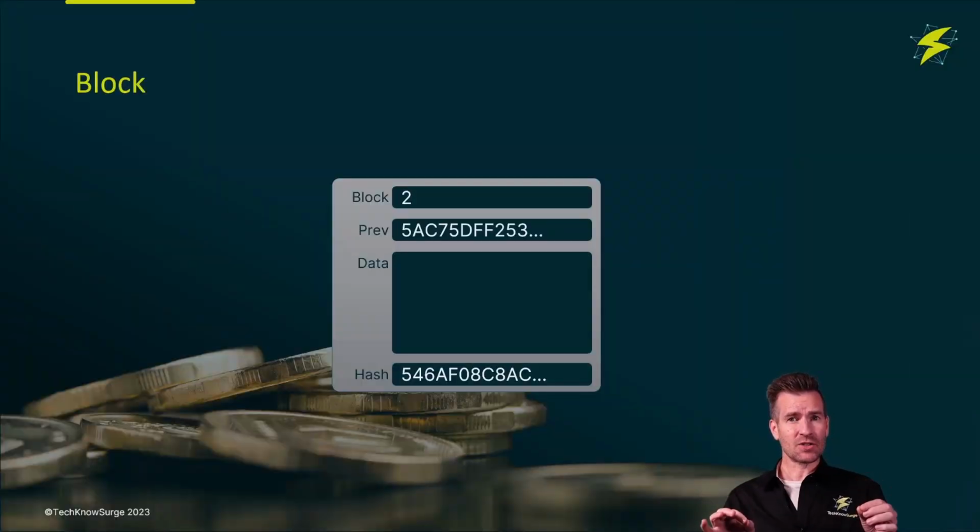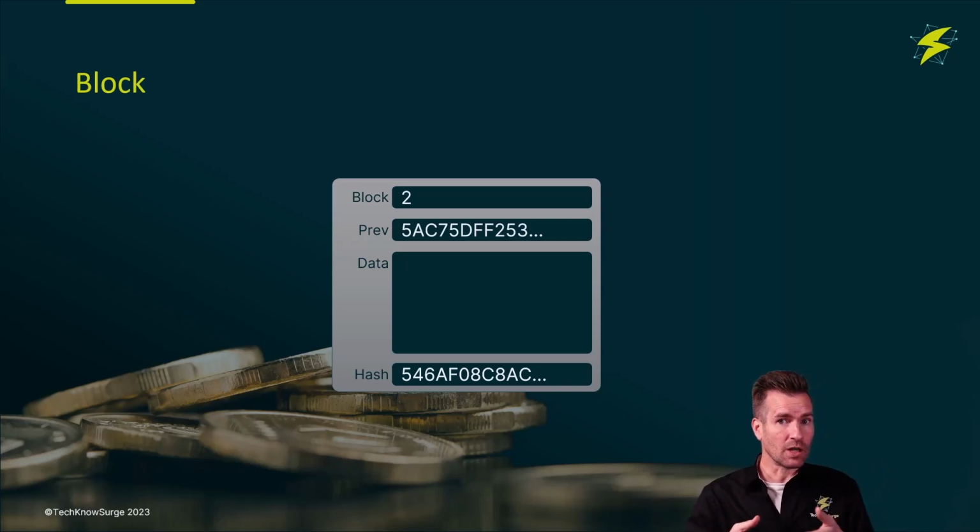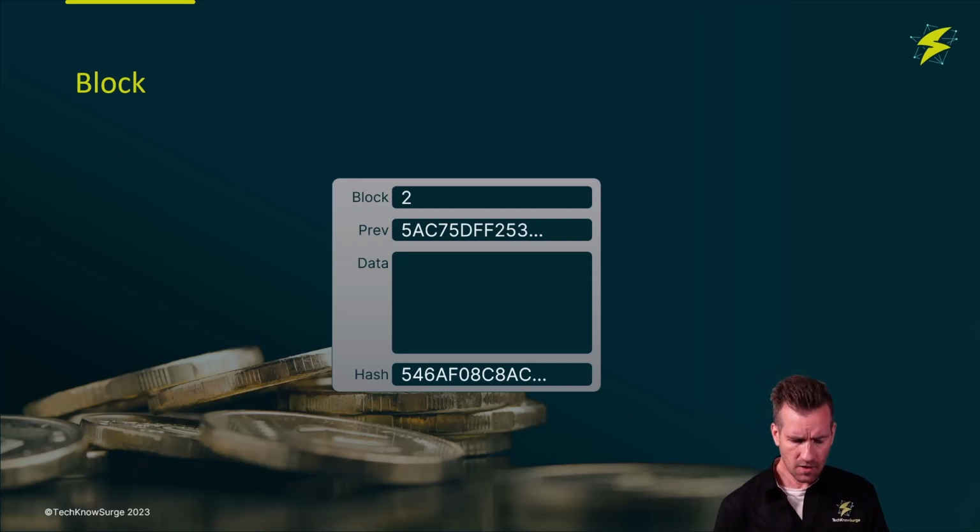When it comes to blockchain, this is a simple visual of what a block looks like. The block is just a set of data and the hash associated with that. So first of all, we have the block number, so we can order this. We have the previous hash, which we will get into here in a second. And then we have the data.